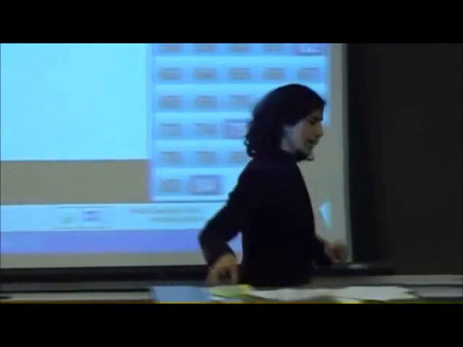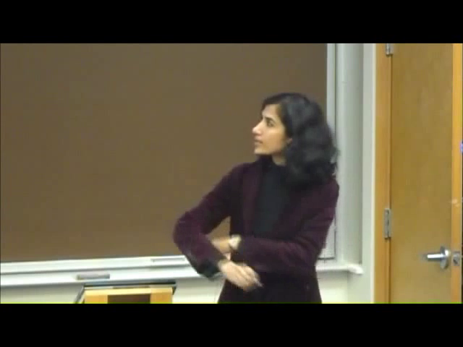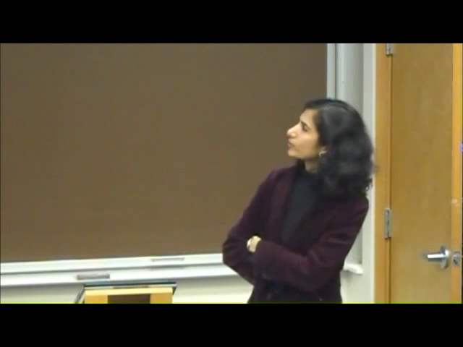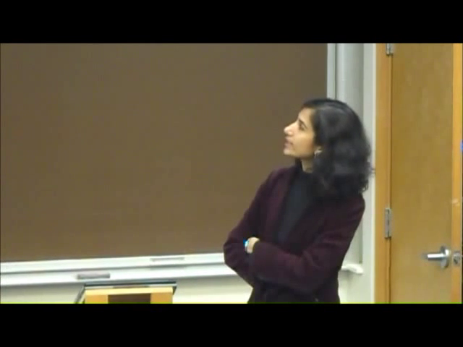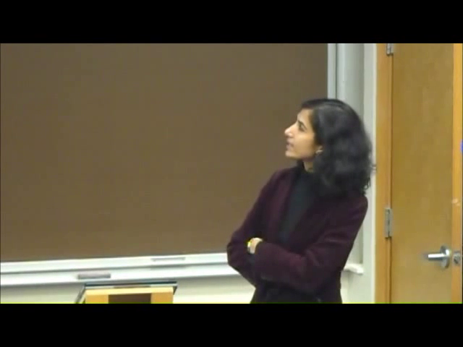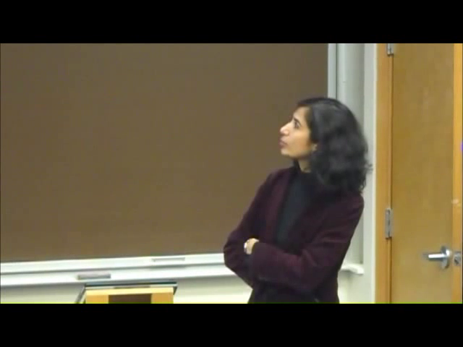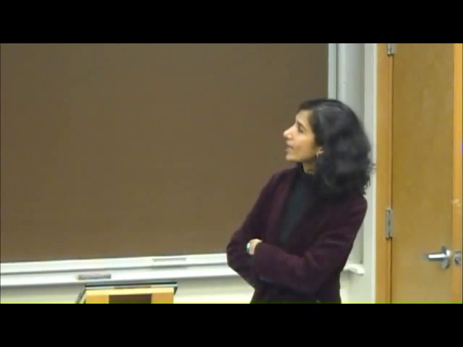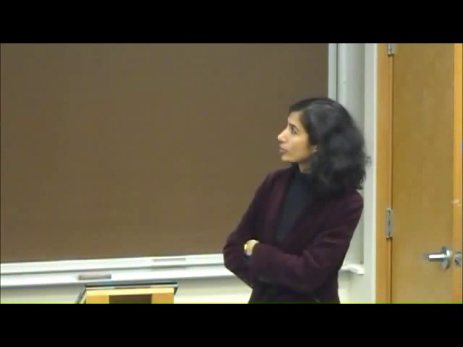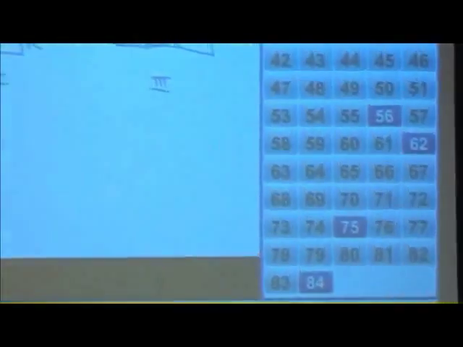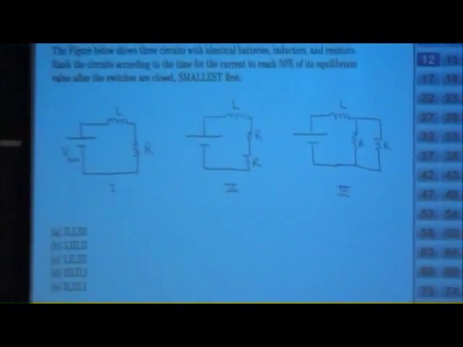Okay, we will get back to this in a minute, but let me first go over these concept tests. I just started it because Jim was trying to fix this clicker. So let's go over the first question. It says the figure below shows 3 circuits with identical batteries, inductors, and resistors. Rank the circuits according to the time for the current to reach 50% of its equilibrium value after the switches are closed, smallest first. So you have 3 choices. Take your time. Talk to a person next to you. You have 1 minute to answer this question.